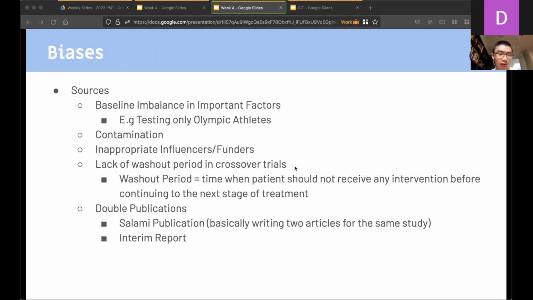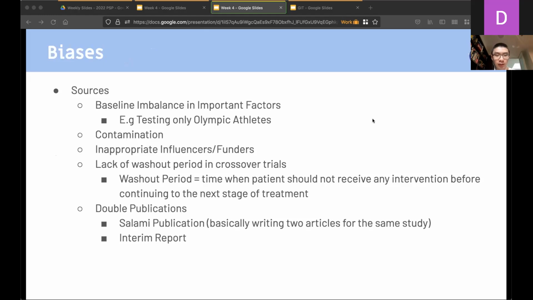And biases. So in terms of internal validity, there are many sources of bias. So you have baseline imbalance as an important factor. For example, when you're testing only Olympic athletes, they generally have a lower heart rate, which might not reflect the average population of patients. Is there contamination? For example, when they were testing the intervention, did they make sure that the patient wasn't having other forms of treatment that might have impacted the results?